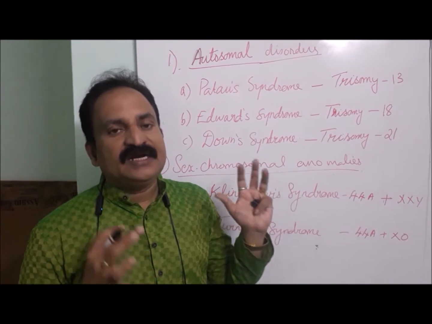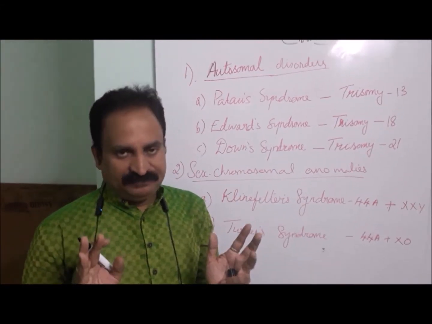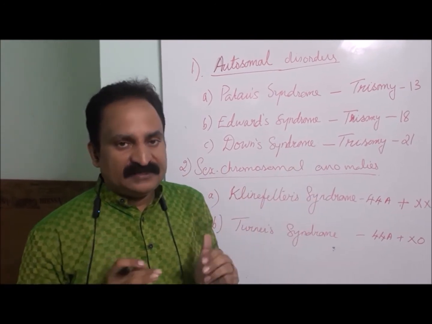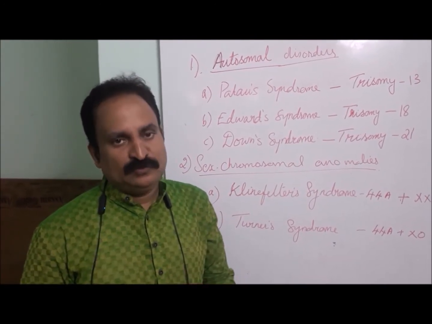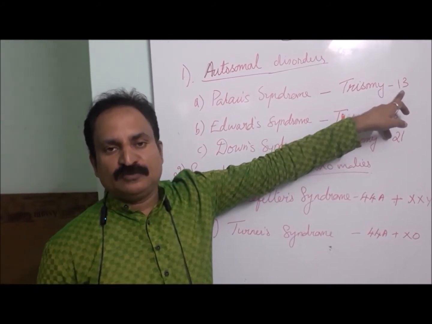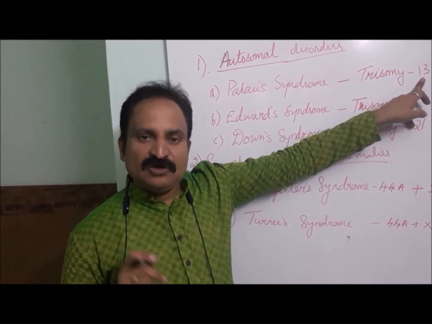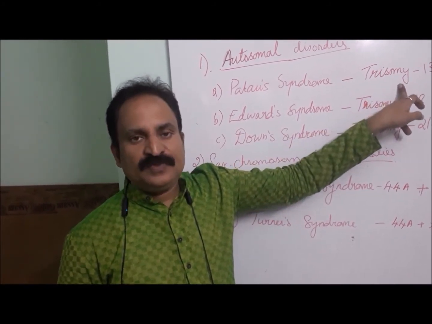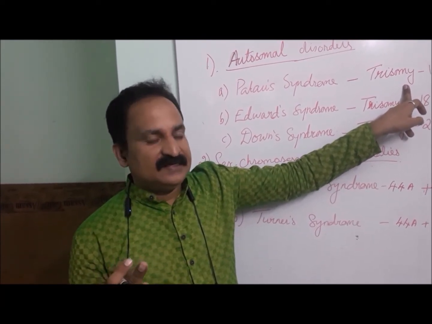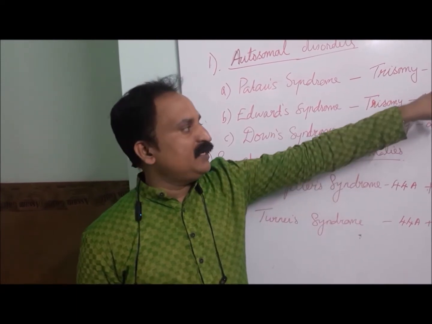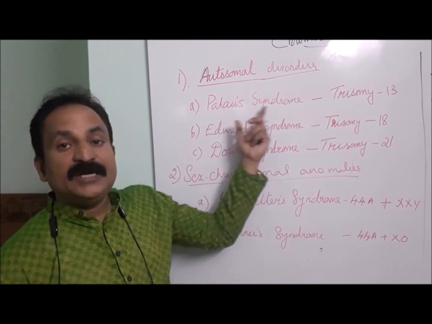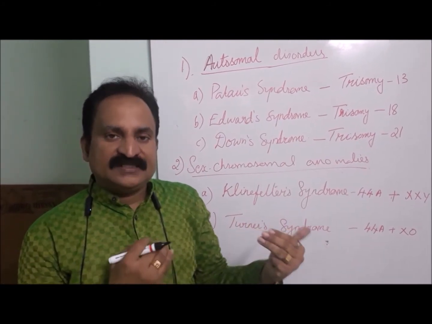Why is this called trisomy? Tri means 3. In the set of chromosomes, I already told you 23 pairs or 46 chromosomes are there. In the 13th pair, usually 2 chromosomes should be present, but here instead of 2, 1 extra chromosome is added to the 13th pair and it becomes 3. So it is called trisomy 13. Let us see the characteristic features of Patau syndrome from the following slide.